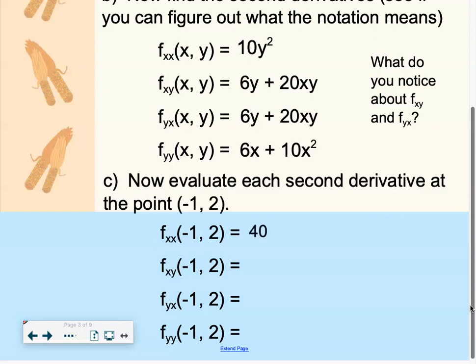All right, let's check our numbers. What'd you get for the first one? 40. Good job. All right, Ryan, what'd you get for the second one? Negative 28. Good. Rishi, what'd you get for the next one? Negative 28. And Danny? 4. Very good.